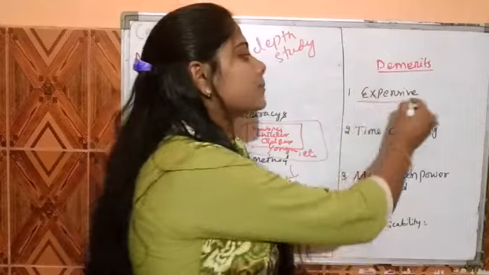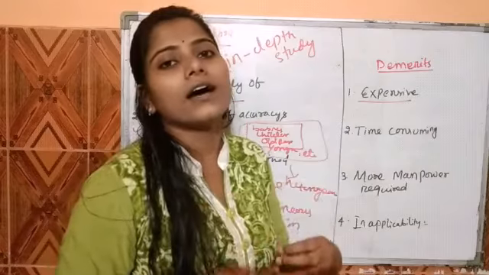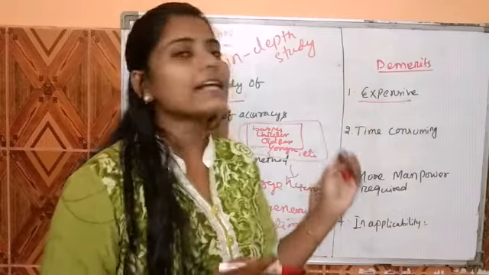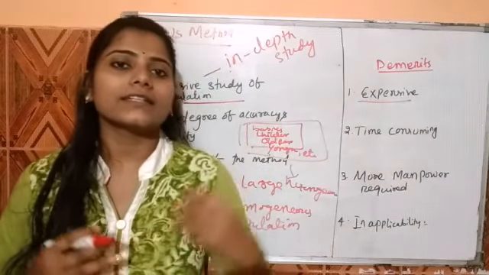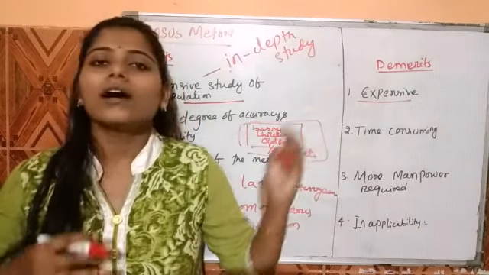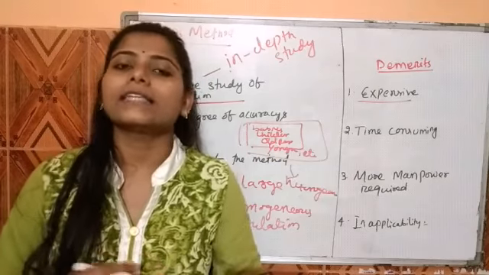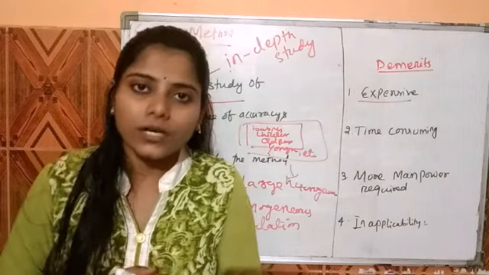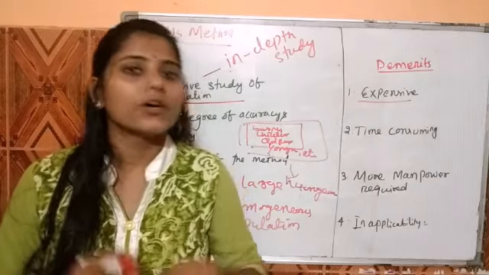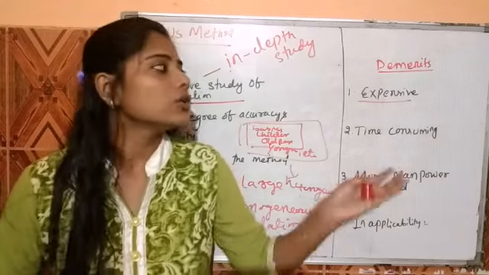The demerits' first point is that it is expensive. Expensive means that when this method is chosen, the expenses of the investigation are more. We know that the investigation is done personally, so more manpower is required. As more manpower is required, more money goes to the manpower. So we can say that this is expensive, or that more money is spent to collect the data.